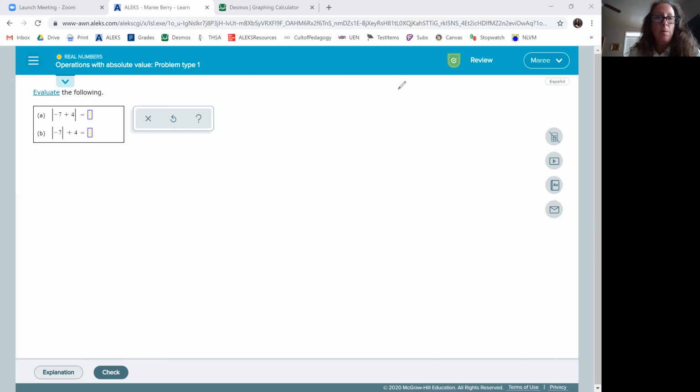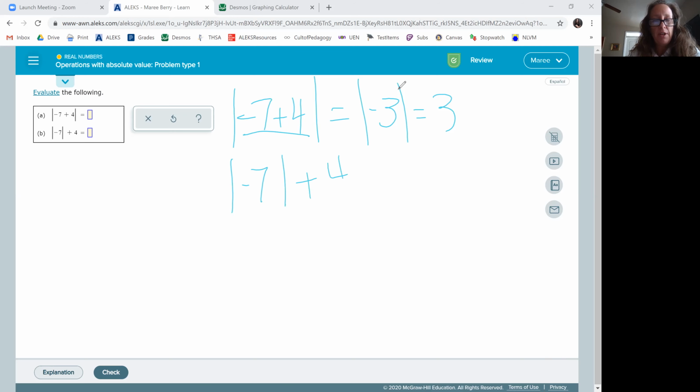Okay, in this example, we have the absolute value of -7 plus 4. So because that's inside the absolute value, we'll figure out what -7 plus 4 is, which is -3. So that's what we're trying to find, is the absolute value of -3. So that is equal to 3. And then the absolute value of -7, we're going to say how far away from 0 is -7, which is 7. Then we add 4 to that to get 11. So then we just type in our answers.